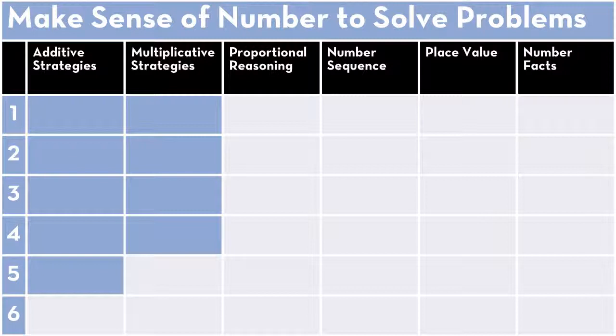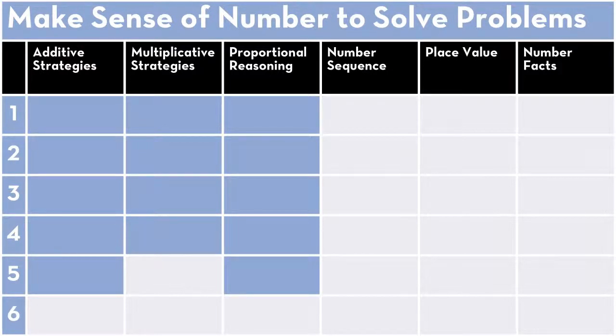And then I might move across and look at multiplicative strategies, which is to do with times tables and divisions and how you work those out. And I might make a similar decision and say, well, I think in this case it's about a step 4. And then I might also do a similar thing around proportional reasoning and say, well, I think that's a step 5.